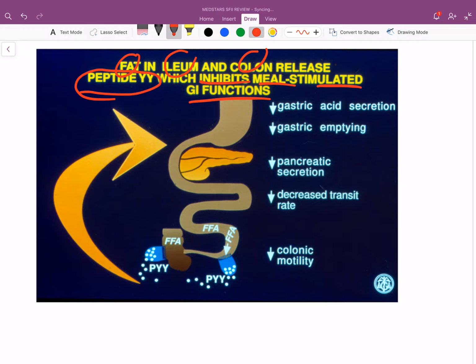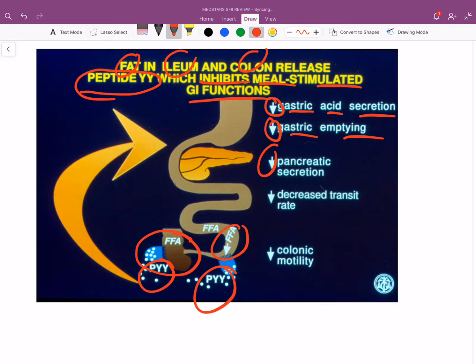So once your fat gets to the ileum, which is the last part of your small intestine, and obviously once fat gets into your colon, at that point you're almost toward the end of digestion. So how do we turn digestion off? We're going to secrete PYY. And what that does is turn everything off, right? It's going to decrease gastric acid secretion, decrease gastric emptying, decrease the pancreas, decrease the transit rate, and decrease colon motility, right? So whenever you think of peptide YY, think about somatostatin, right? It works the same way. Somatostatin turns everything off.